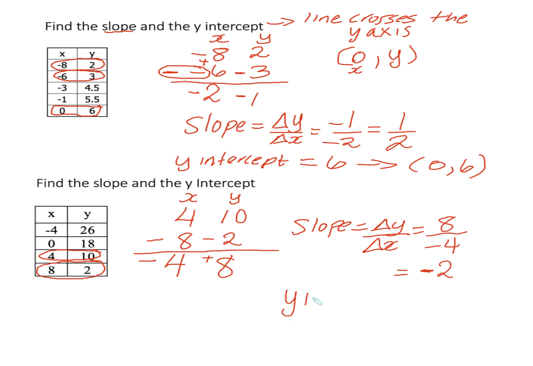I'm now going to find my y-intercept. And remember, your y-intercept is when you have a 0 for the x and then a number for the y. So let's go and see. Okay, looking in the x column, I see the 0 right here, which means (0, 18) is my y-intercept. So you can say the y-intercept is 18.